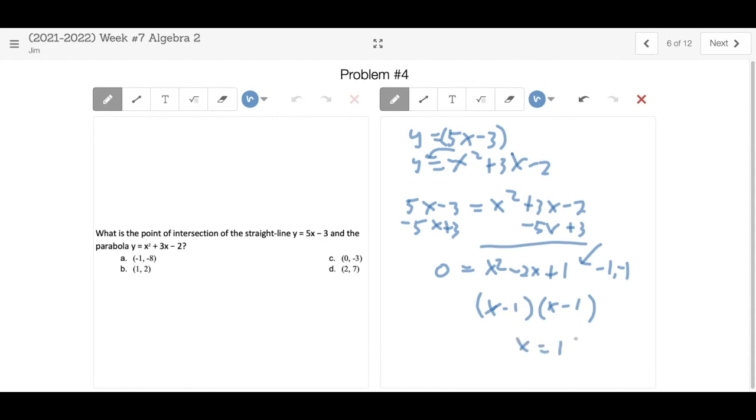So x equals 1. So I know that the point of intersection is 1, and it has to be letter B, right? Because that's the only one that has an x value of 1. But I could put 1 back into my equation. Either one of them, let's put it into y is equal to 5x minus 3. 5 times 1 is 5, minus 3 is 2. So it is correct. Letter B is the correct answer.